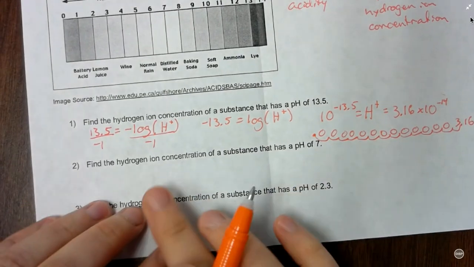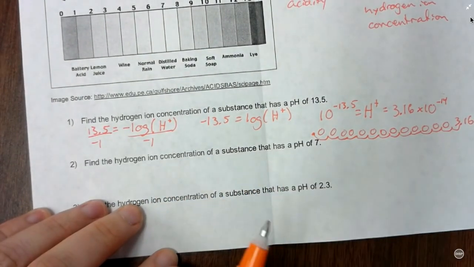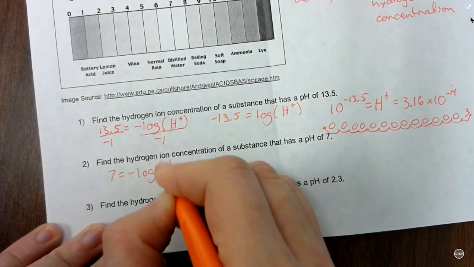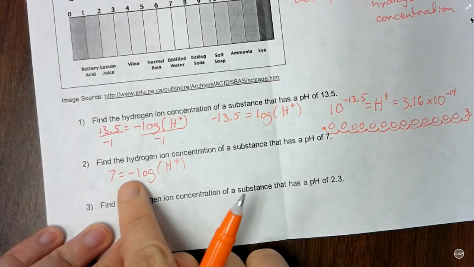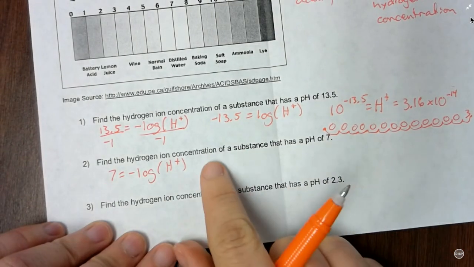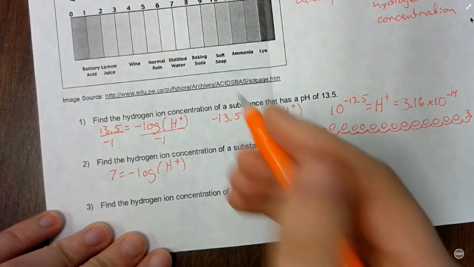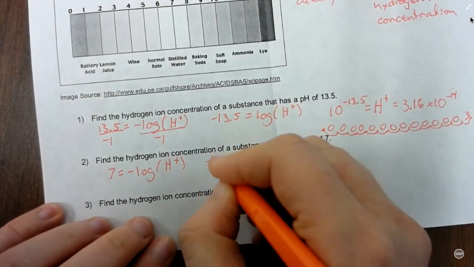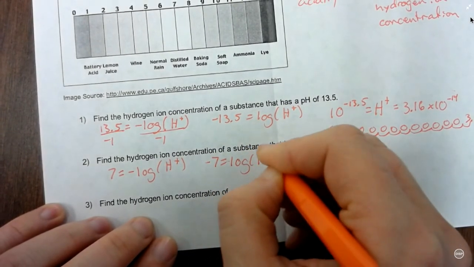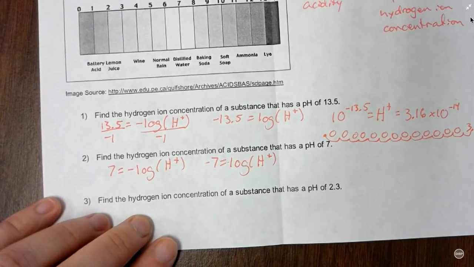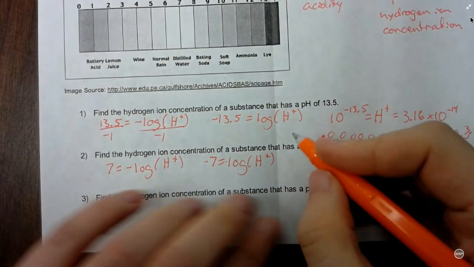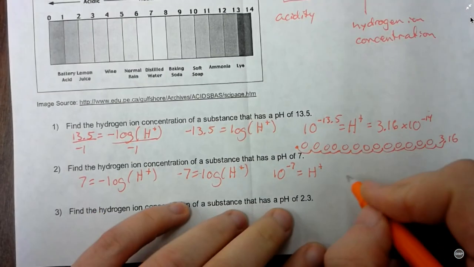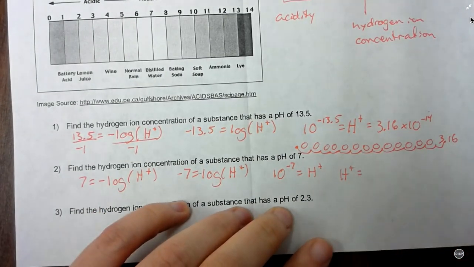So we're going to find the hydrogen ion concentration of a substance that has a pH of 7. So 7 equals negative log of H plus. Some of you are going to see a shortcut here. Just make the pH negative and do 10 to that power. That's really all we're doing. So of course divide by negative 1 again. So you get negative 7 equals log H plus. And then turn that into exponential form. So 10 to the negative 7th equals your H plus.